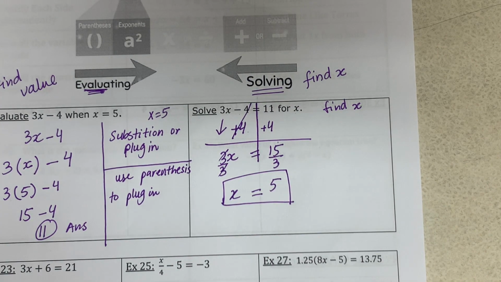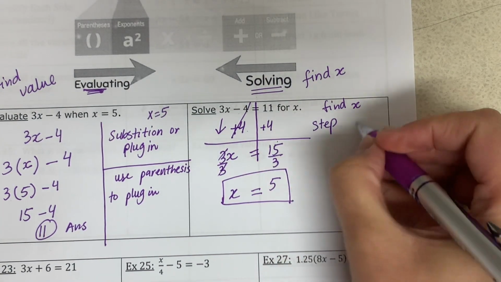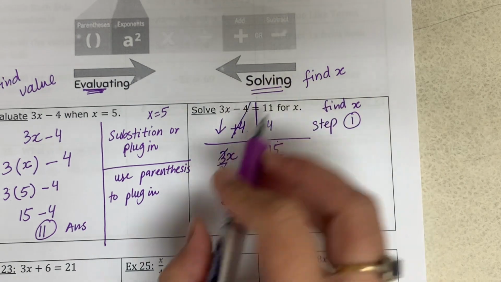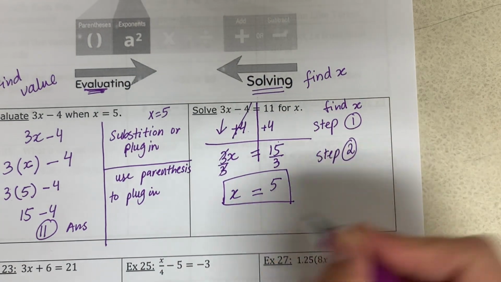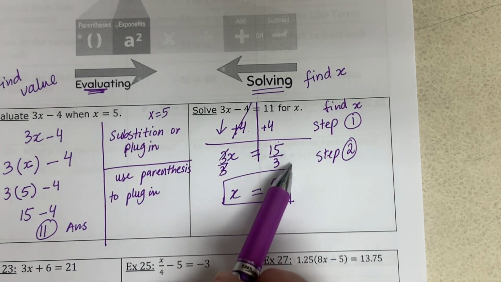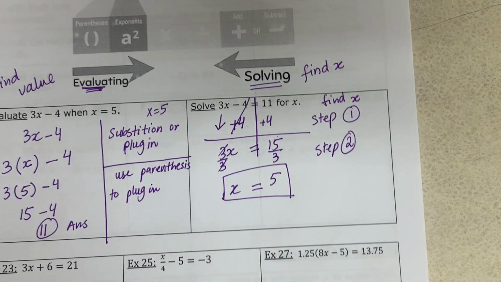So this is how you do a two-step equation. This was step 1, when I added the 4. And this was step number 2, when I divided by 3. So step 1, step 2. That's why they're called two-step equations.